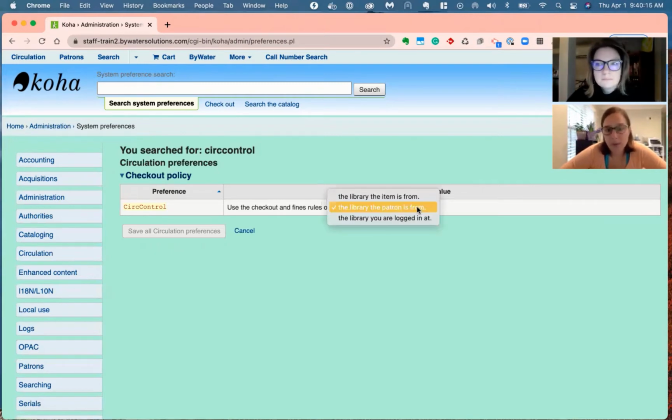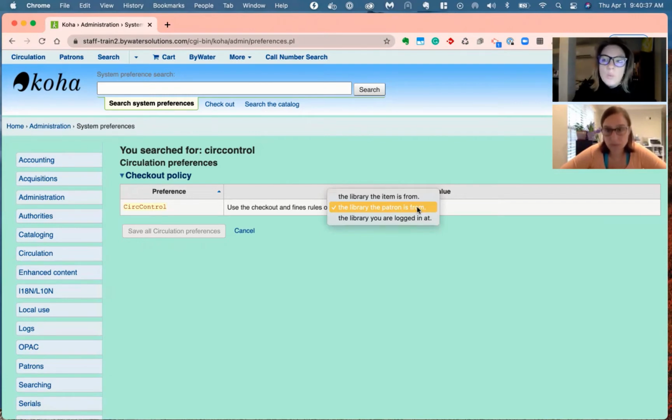So right now we have ours set to the library the patron is from. So it is going to look at the library or the branch location that individual is from, and it's going to use those circ rules to determine how that patron will check out. Yep, absolutely. Then there's another option, the library the item is from.